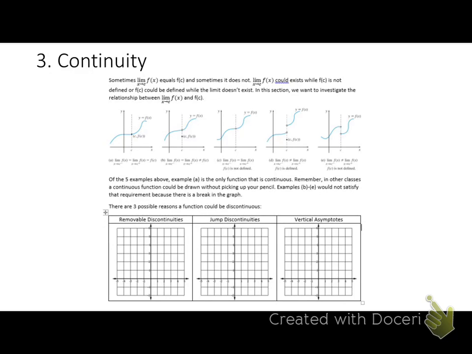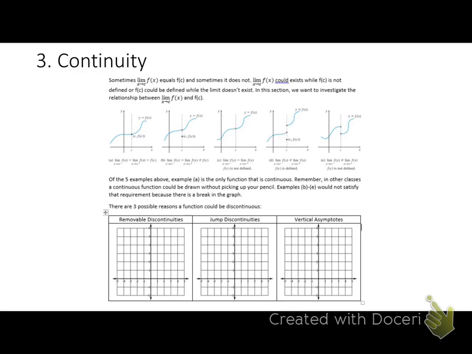The second one has a hole. The third one has a hole. The fourth one is just a jump. So if there's a jump or there's a hole, or if they don't touch and are defined there, then it's not continuous. So there are three possible reasons a function could be discontinuous. That's a removable discontinuity, which is a hole, a jump, and an asymptote, a vertical asymptote.